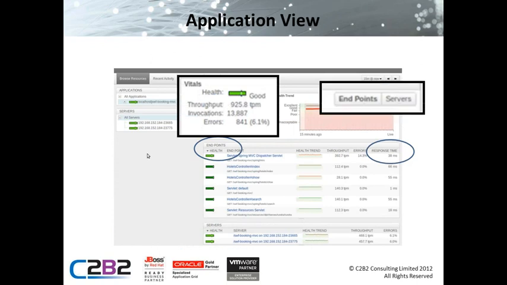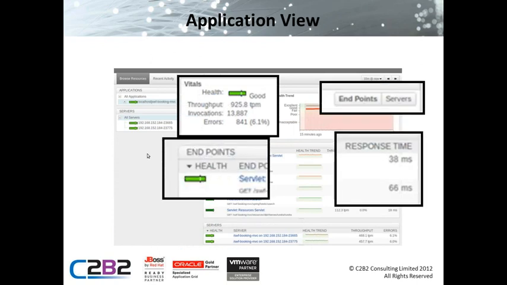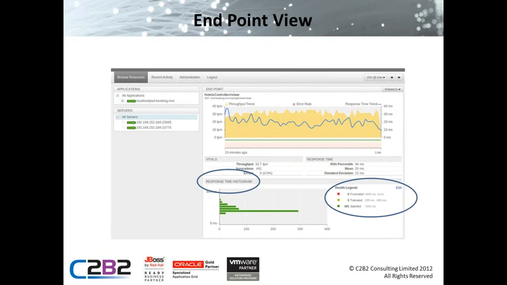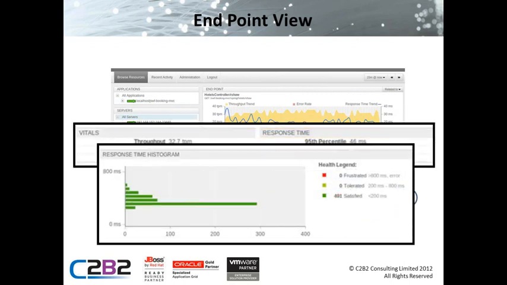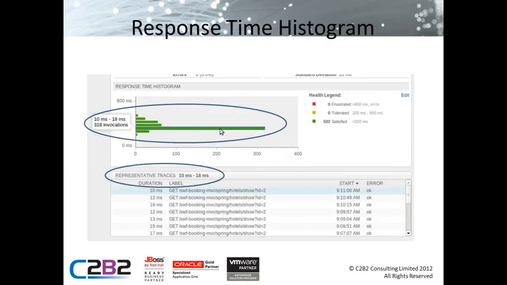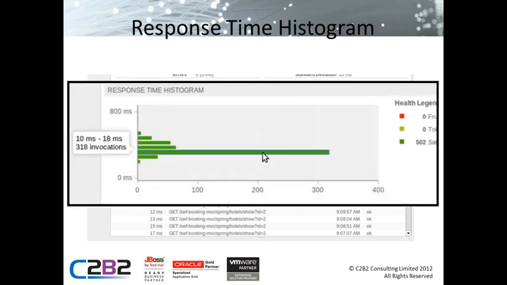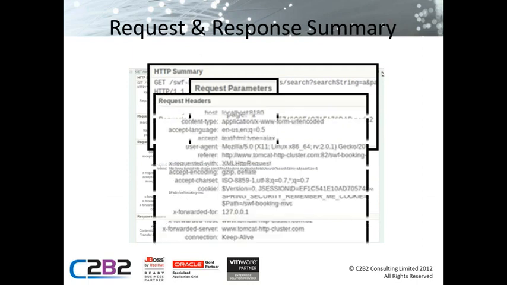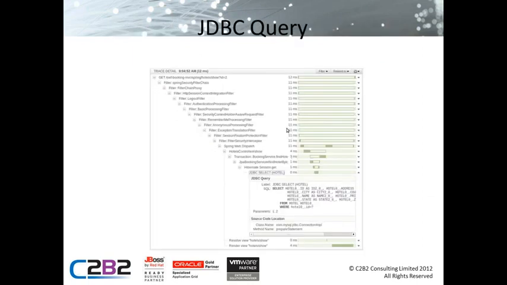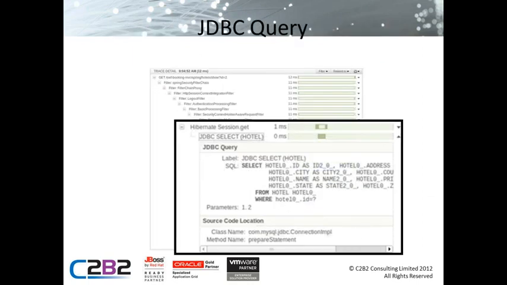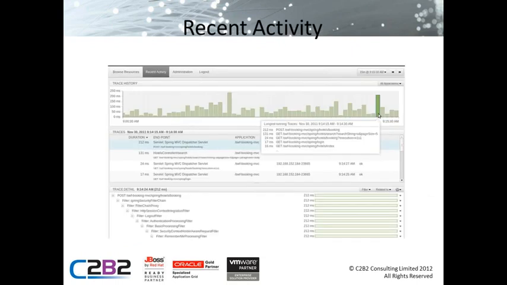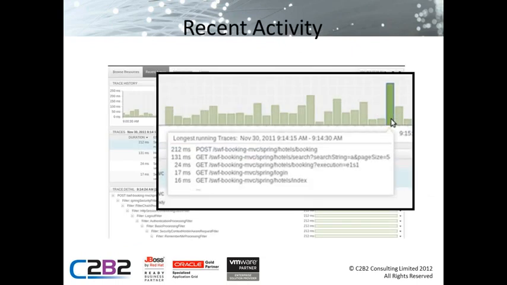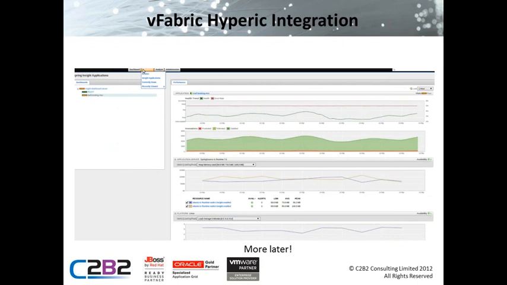So as we saw, health is good. Look at response times. We can see the response time histogram. In this server, nothing's bad. And we can drill down into each different bar to see the methods, and then drill into the actual details of the trace. You can see that query. And then the recent activity bar for a production system.